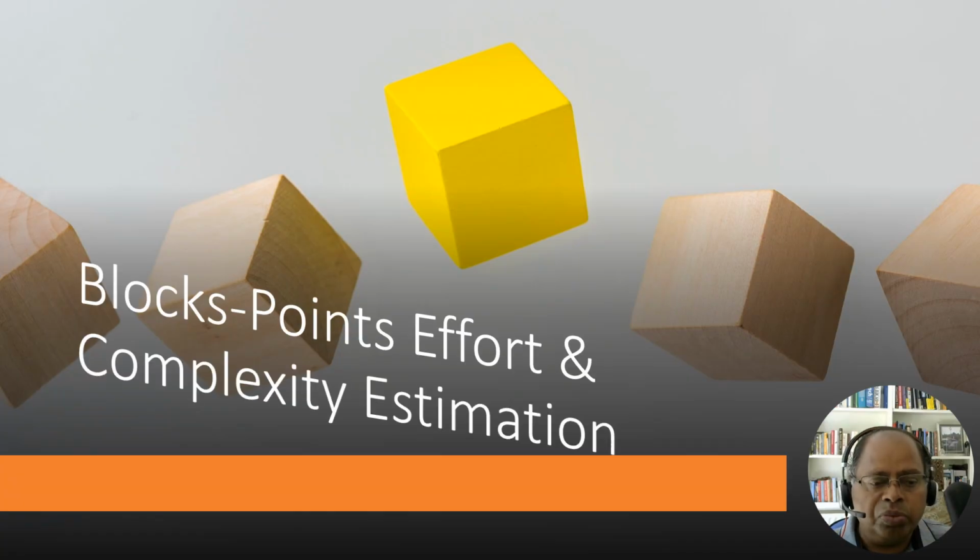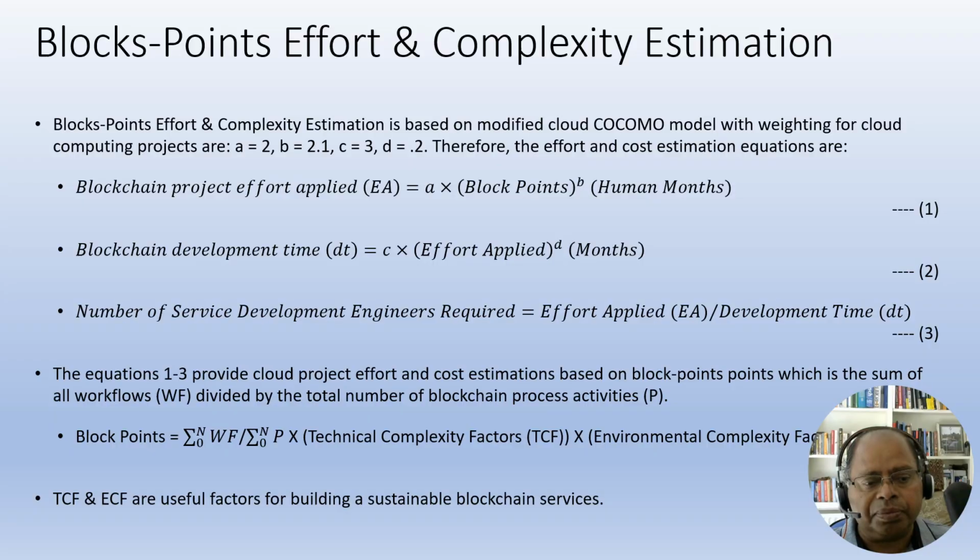So now I'm going to show you the complexity estimation based on block points. So this is the block points. It's a well-established notation and equation for calculating software complexity. So blockchain project effort applied, EA, is equal to A times the number of block points in your application, where A, B, C, D are constants which come from experience. People have identified those constants. We don't need to worry too much.